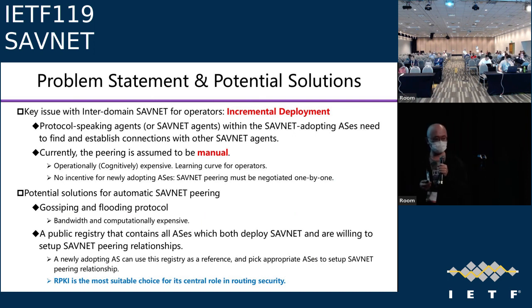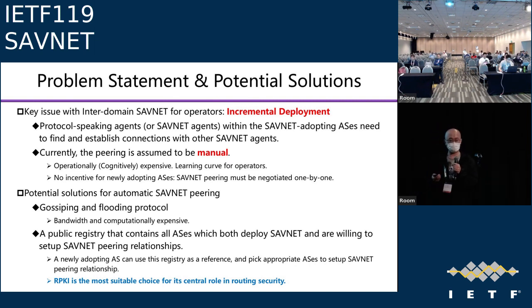So the key issue with the inter-domain subnet for operators is incremental deployment, and the statement is like this. The protocol speaking agents need to find and establish connections with other subnet agents. Currently we are assuming that the peering is done purely manually, and this is cognitively and operationally expensive, and there's a learning curve for the operators. And more importantly, there's no turnkey benefit for the operators, and the subnet peering must be negotiated one by one. So there's actually no incentive for newly adopting ASs.